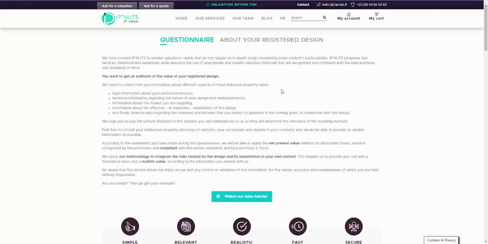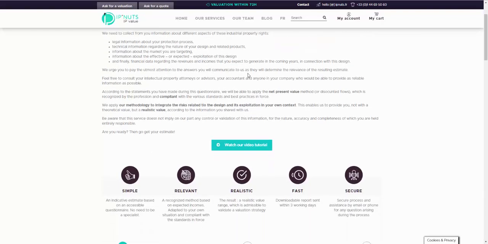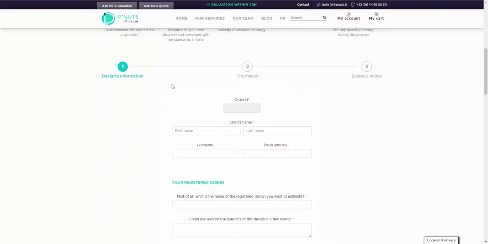You arrive on this page through your account or your order, and you are invited to complete 3 parts of the questionnaire. The first part deals with the general information about your design. The second part is related to the market, and the final part is more about your business model and financial data.